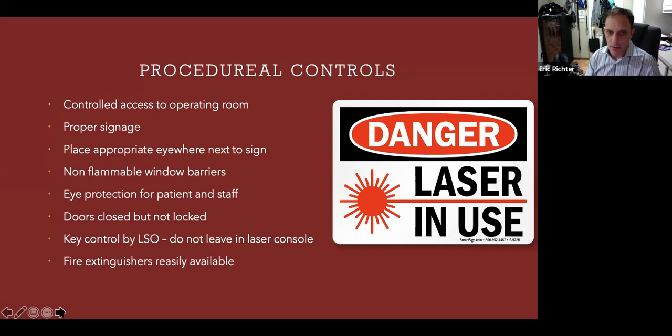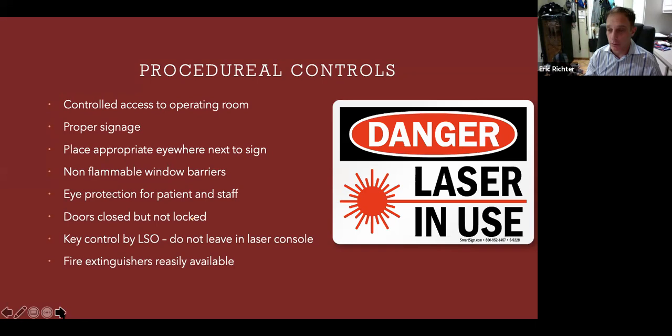Typically you'll also place appropriate eyewear next to the sign. Some people will actually hang goggles from the sign, so people know that if they come into the room, there are goggles available that they can put on before they walk in. So: non-flammable window barriers, and eye protection for both patient and staff.